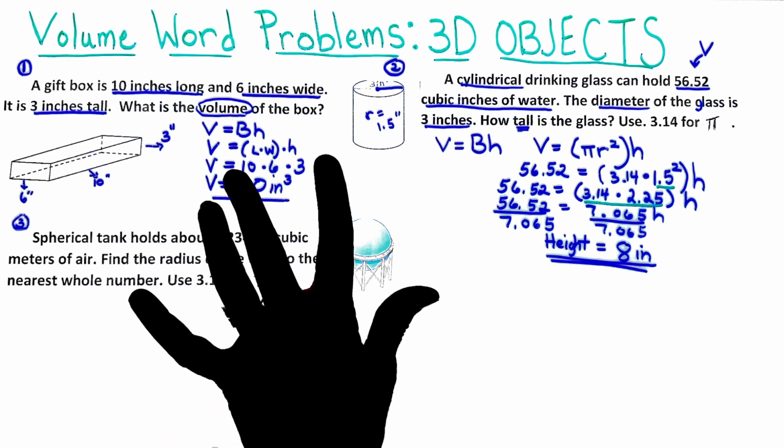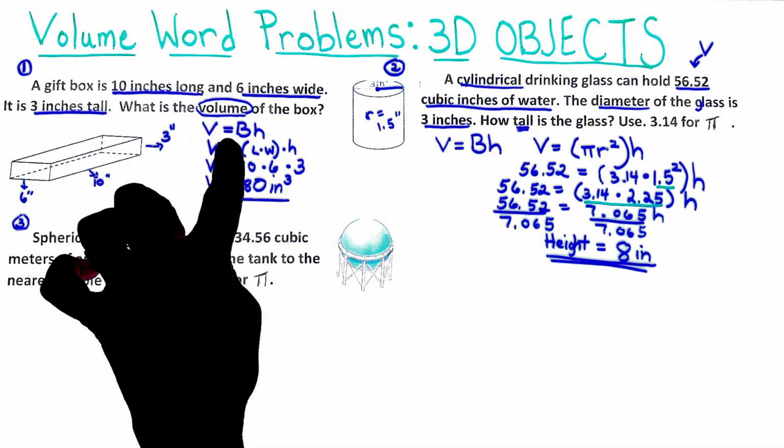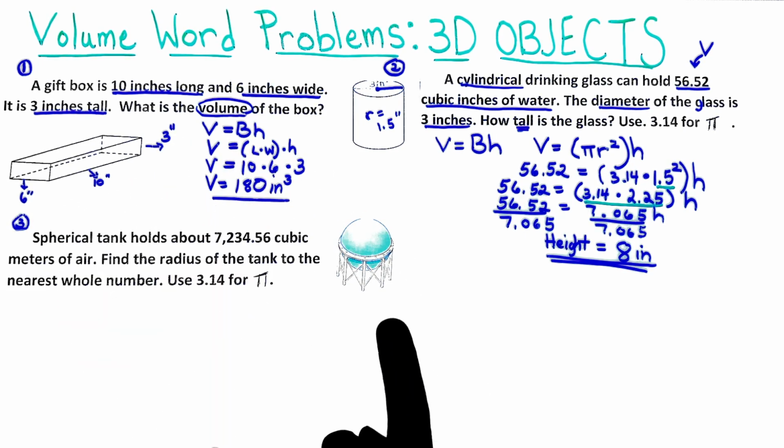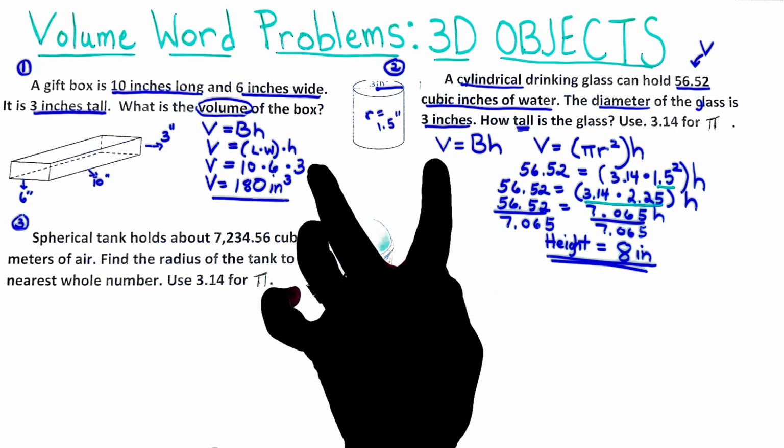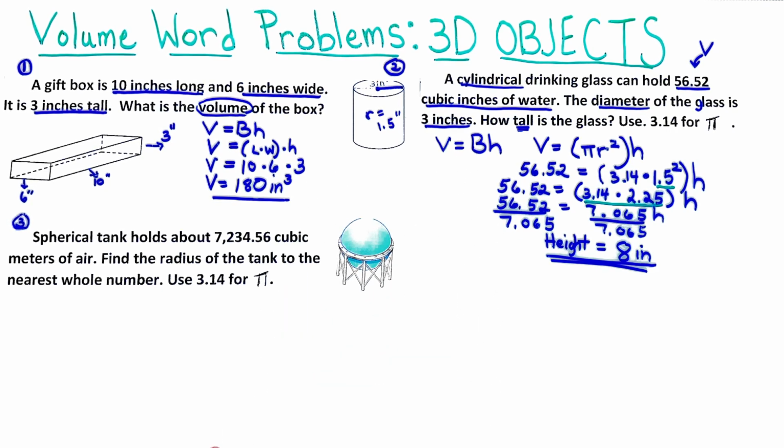Well, these two problems both use volume is equal to capital B, base area, times height for both of them. When you're talking about the next problem, it will be different. So let's read the next problem and see what we need to do.